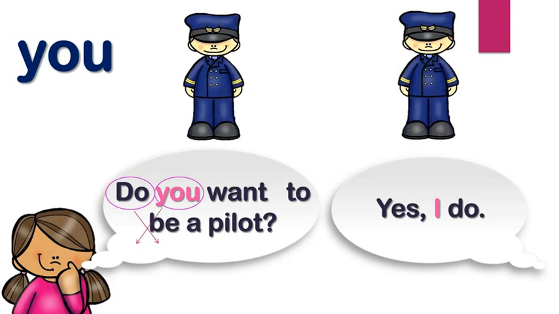So tell me, who runs fast, do or you? Remember, the subject pronouns always run fast. So you will run fast and it will be I. Do you know why I? Because I have only one person here. So yes, I. Yes, I what? Yes, I do.